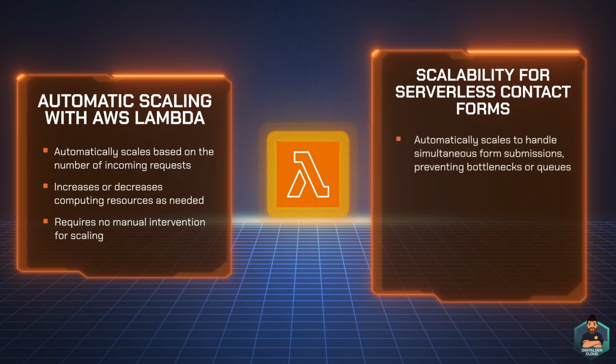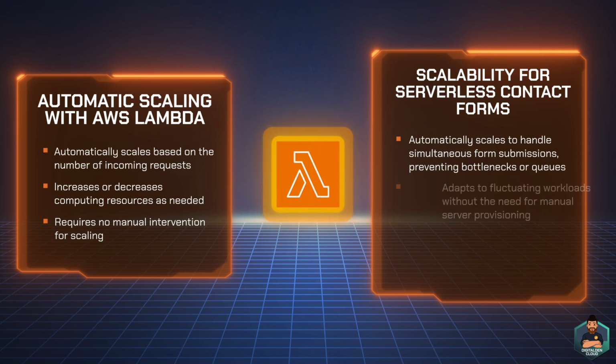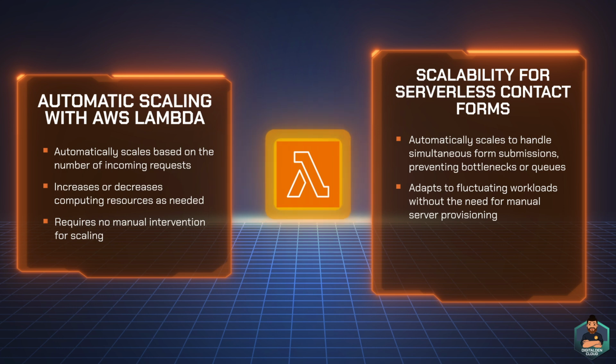Automatic scaling offers several benefits for your serverless contact form. First, if multiple visitors submit the form simultaneously, Lambda spins up additional instances of your function to process each submission independently, avoiding bottlenecks or queues. Second, Lambda adapts automatically to varying workloads, whether the form receives one submission per day or hundreds in a short period. You will not have to provision extra servers or worry about running out of capacity.